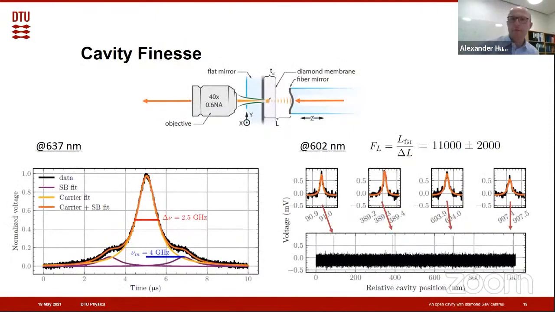All right, so to measure the cavity finesse, we have followed two different approaches. The nice approach we could do at 637 nanometers, at which wavelength we had an electro-optical modulator available. We could modulate the probe light field with 4 gigahertz, test the cavity transmission, and measure the spectrum. Using these 4 gigahertz as a calibration line, we could calibrate that the cavity linewidth at this wavelength was about 2.5 gigahertz.